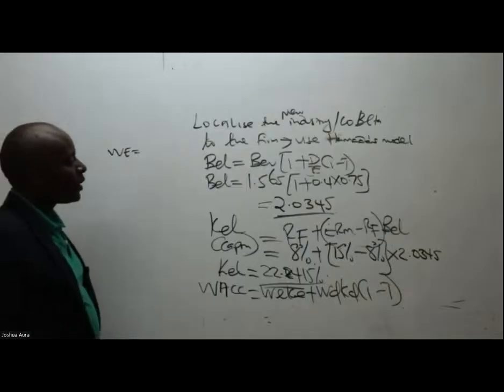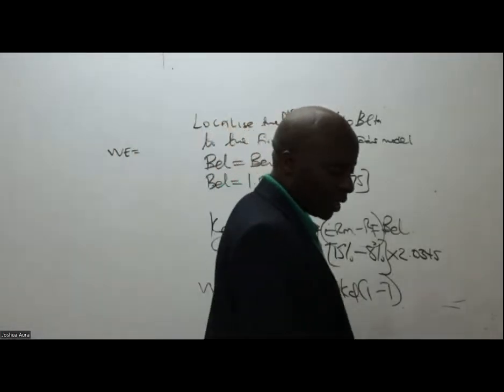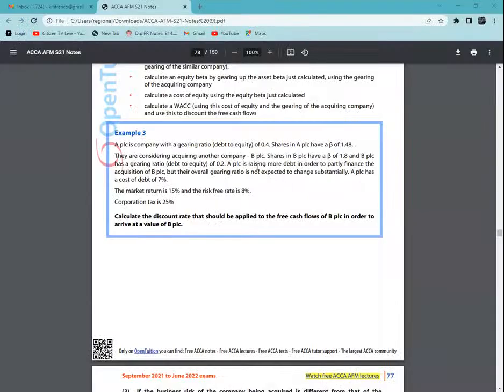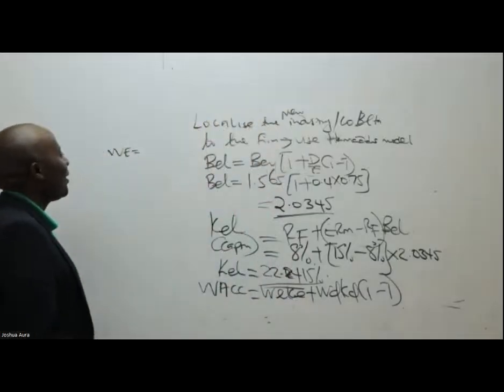Remember what they told us up there is that the debt to equity is 0.4 for the company. But you see, this is not the weight. Don't tell me that the debt is 0.4, equity is 0.6. No, this is quite a challenging one.